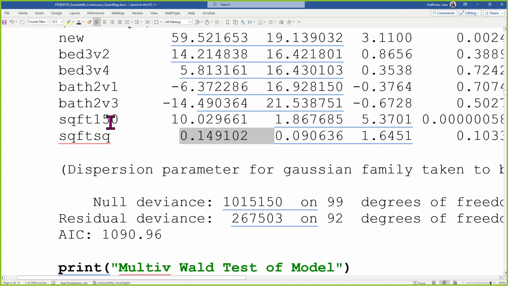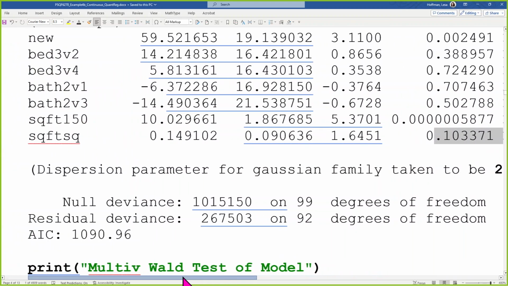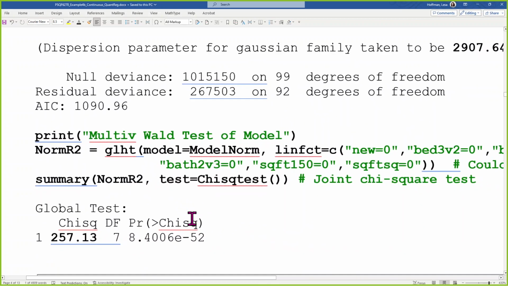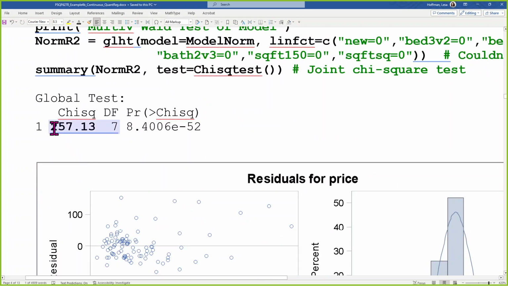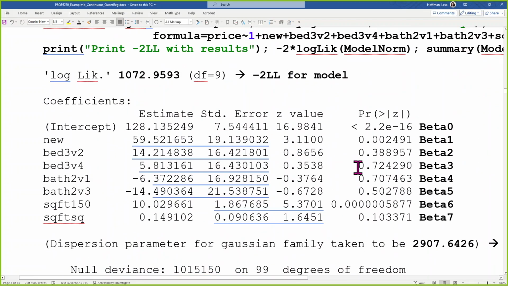So it looks like house size matters more the further up in house size you go, but not significantly according to this model. This is just a standard model. Nevertheless, if I do a joint hypothesis test of my 7 slopes, it's wildly significant, meaning that I do have a significant prediction of house price from these things, even though only 2 of them are individually significant.